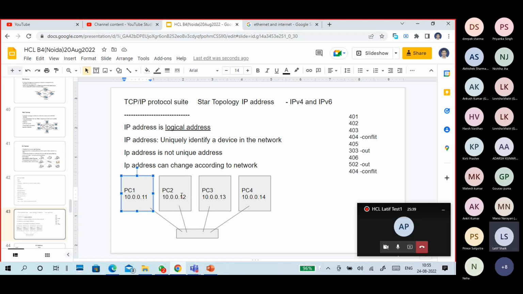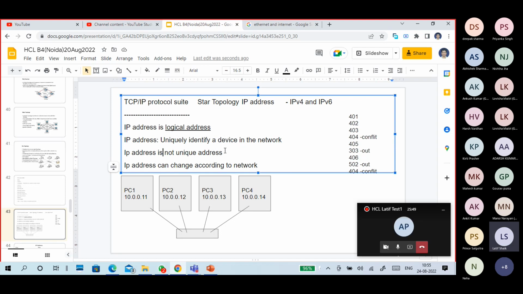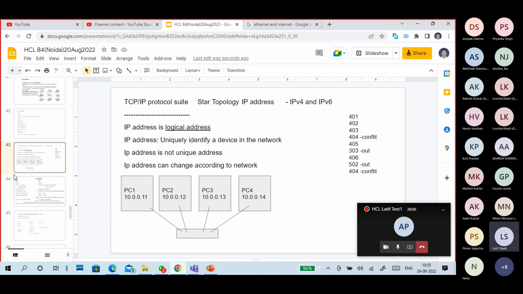So here, each device we assign an IP address in a particular sequence, like 1, 2, 3, 4, and so on. So remember, an IP address is not a unique address. The unique address is the MAC address. Again, what are the differences between an IP address and a MAC address?